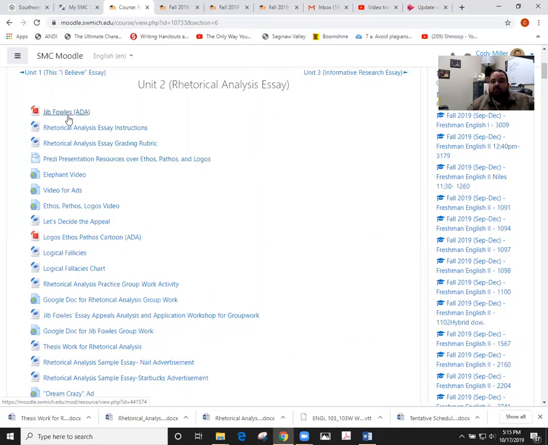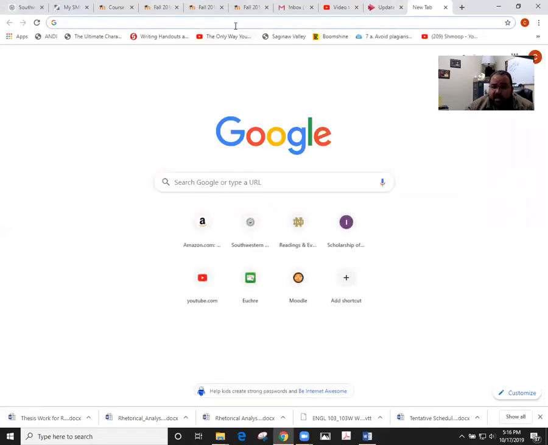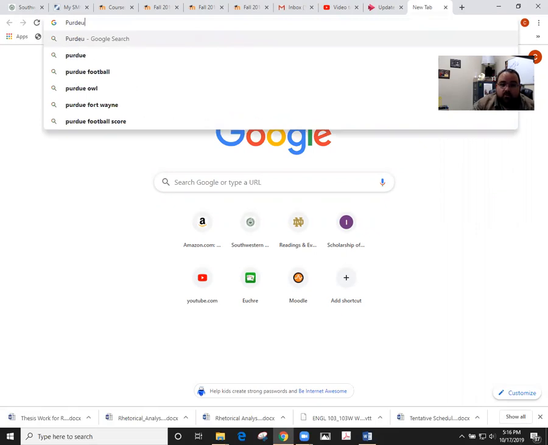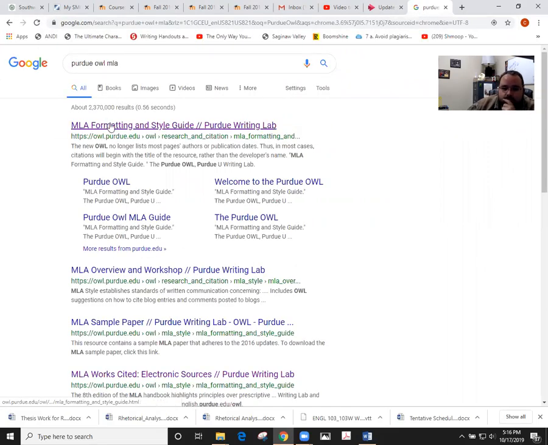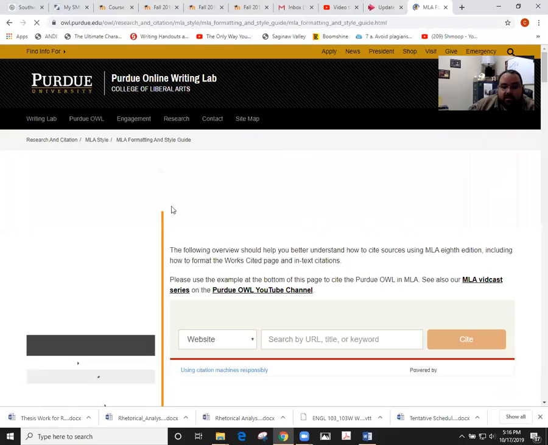But we also have to figure out how to cite these. So two places to cite these would be Purdue OWL, and then you would also want to work with potentially Knight Cite. So if we go up here, I'm going to open up a new tab, and I'm going to Google Purdue OWL. When I Google Purdue OWL, it shows me Purdue OWL MLA. I'm going to go ahead and click on that, and I'm going to look at the styling guide.